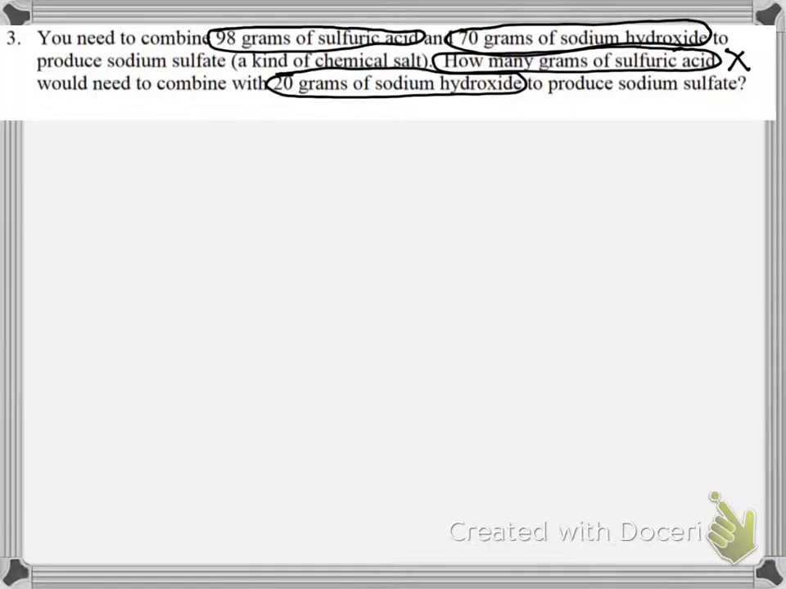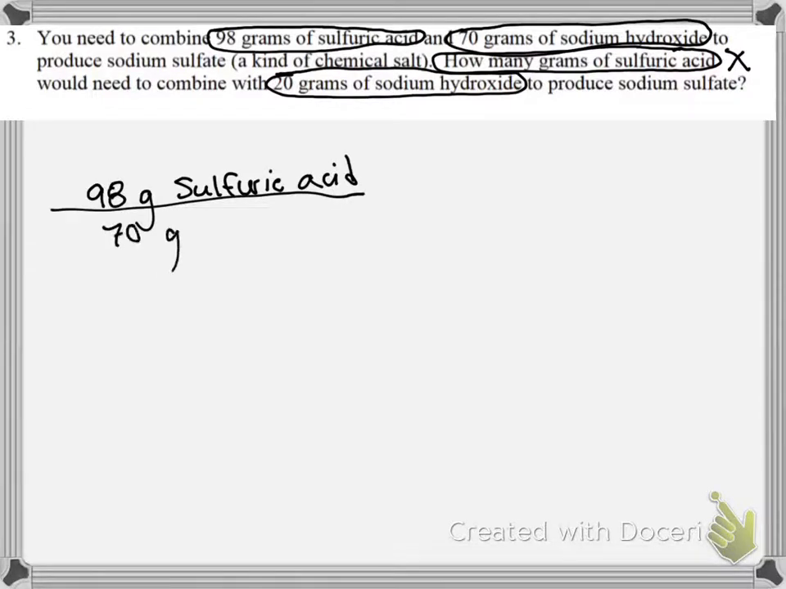Okay, so remember the key here is to set up your known ratio. So in this case, it's going to be 98 grams of sulfuric acid over 70 grams of sodium hydroxide. And I guess if you knew the chemical symbols for these chemicals, then you could use those and it would be faster to write. But I don't, so we're just going to go with it.